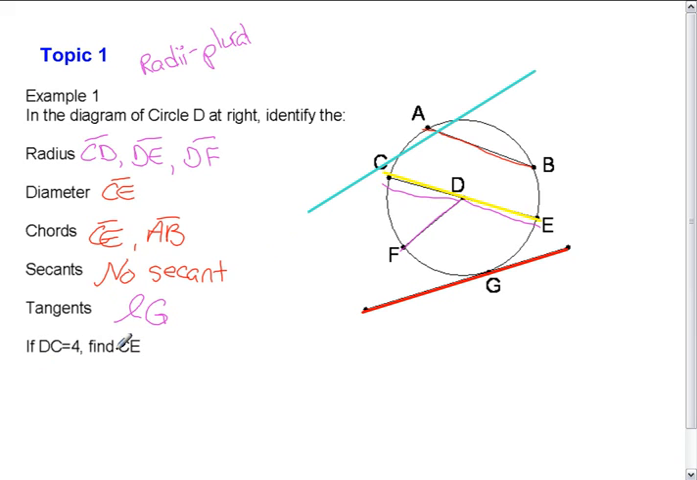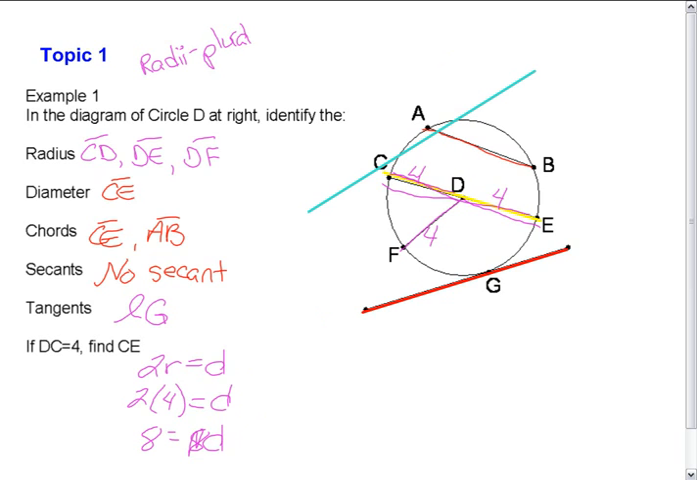Alright, one little problem to solve. If DC is 4, find CE. DC is 4. We want to find CE. DC is a radius. We want the diameter. So again, go back to our other formula. 2 times a radius is equal to a diameter. 2 times 4 is equal to our diameter. 8 will be our diameter. If CD is 4, that means all the radii will be 4. And then you can just think 4 plus 4 makes 8.